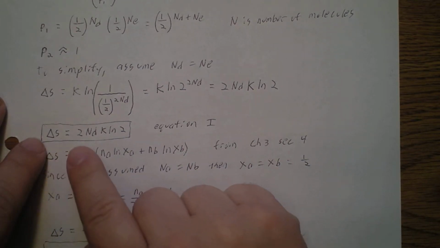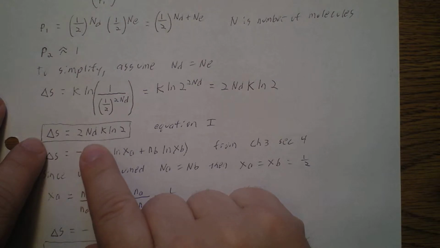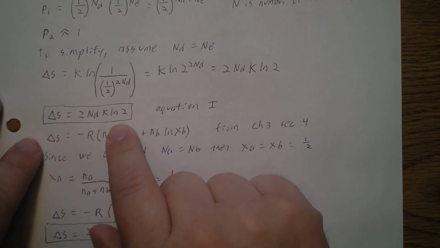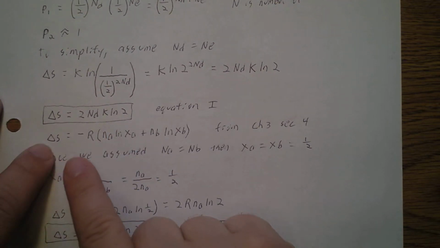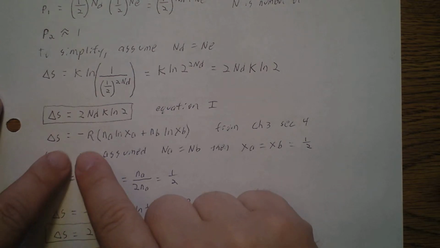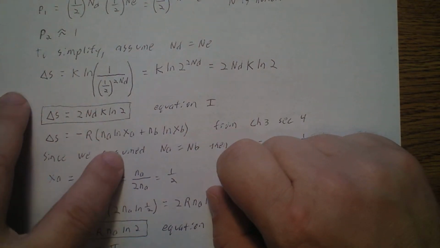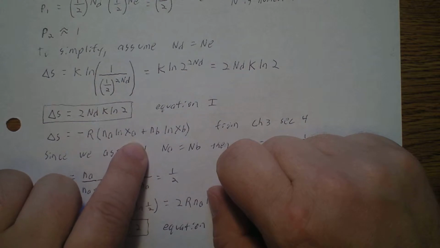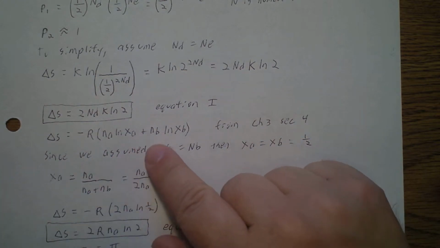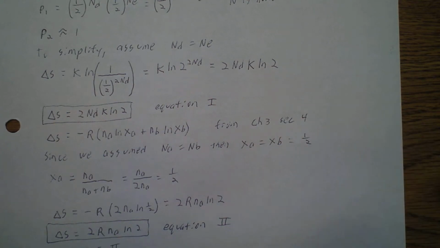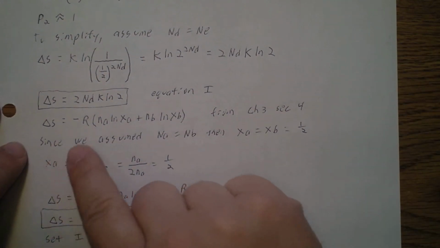So the change in entropy is going to be 2 times the number of molecules of D, substance D, times this constant K times the natural log of 2. So delta S, the change in entropy, is going to be minus R times all this quantity, the number of moles of A times the natural log of the mole fraction of A, plus the number of moles of B times the natural log of the mole fraction of B. This was from chapter 3, section 4.